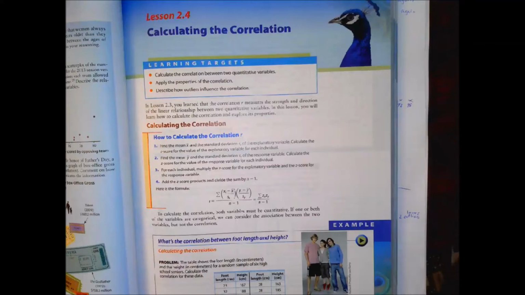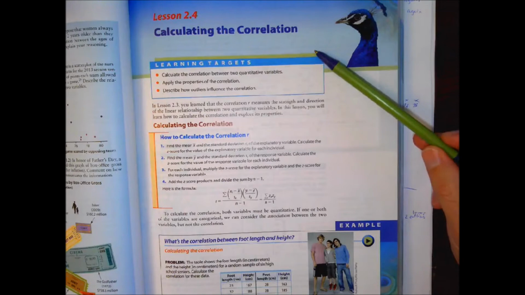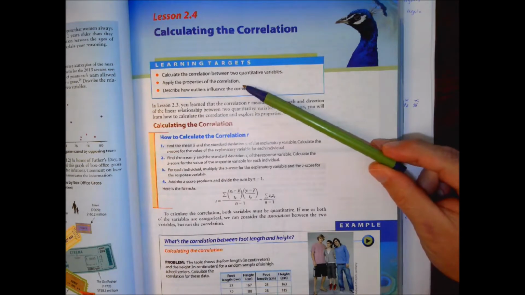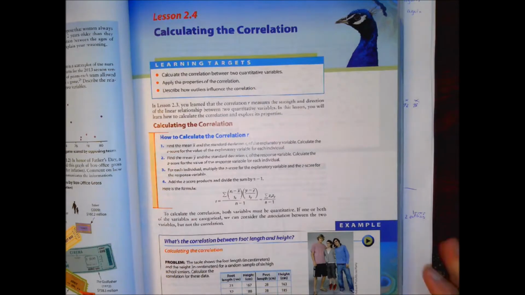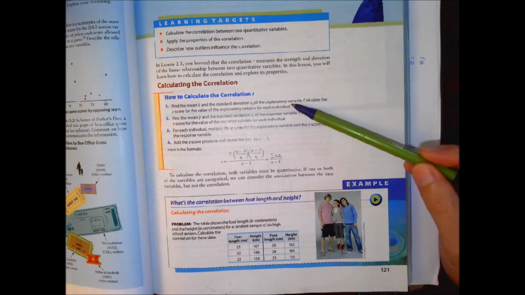These are notes 2.4. We're going to talk about the correlation, the r, and we're going to calculate it, and we're going to talk about some properties of it and how outliers influence the correlation as well. Okay, so to calculate the correlation, it's kind of complicated.